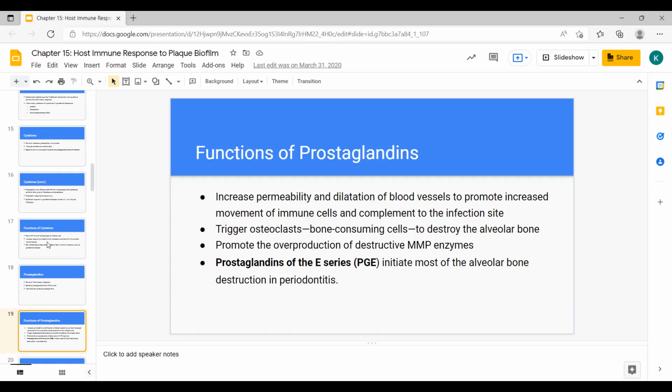Prostaglandins of the E series, so PGE, initiate most of the alveolar bone destruction in periodontitis. Again, really important to understand that PGE is going to be the prostaglandin that causes most of the alveolar bone destruction in periodontitis.